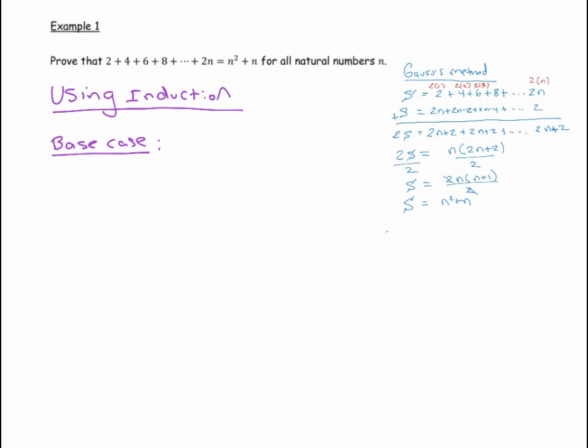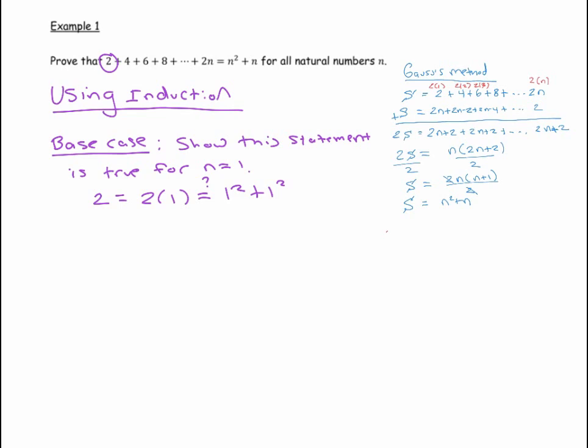Okay, so we want to show this statement is true for n equal to 1. Well, let's see. If n equals 1, we're just adding that 2. So 2 equals 2 times 1, which is equal to, I'm going to put a question mark here, is that equal to 1 squared plus 1? That is true. So this statement does hold for n equals 1. So now we're going to use the inductive hypothesis here in the inductive step.